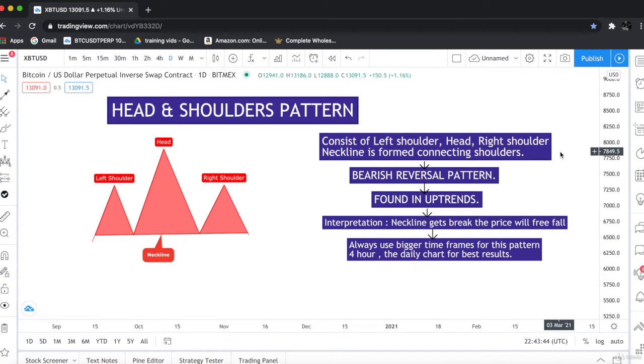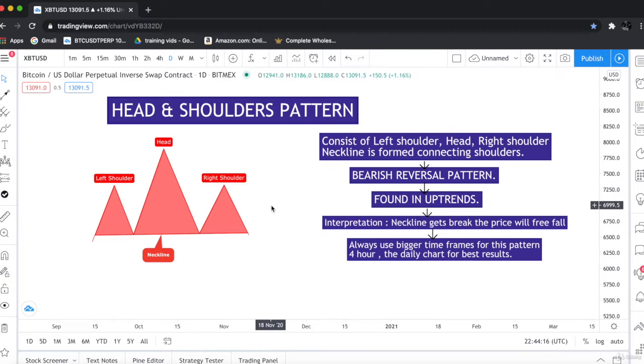As from the name Head and Shoulders, this consists of a left shoulder, a head, and a right shoulder, like us humans. The shoulders are connected by a line called the neckline. As you can see in this diagram below, the shoulders are connected by a line called a neckline.